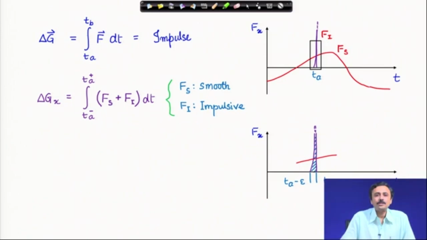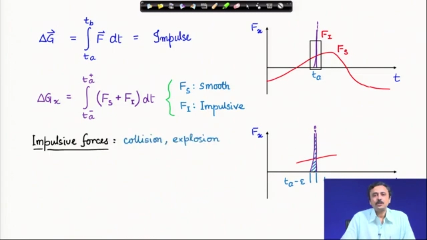Now, what are the situations where such kinds of forces, impulsive forces, occur? Two common examples are collision and explosion. In a collision, for example, a cricket ball is hit by a bat. The contact between the ball and the bat is very, very small, or a hockey puck with the hockey stick.